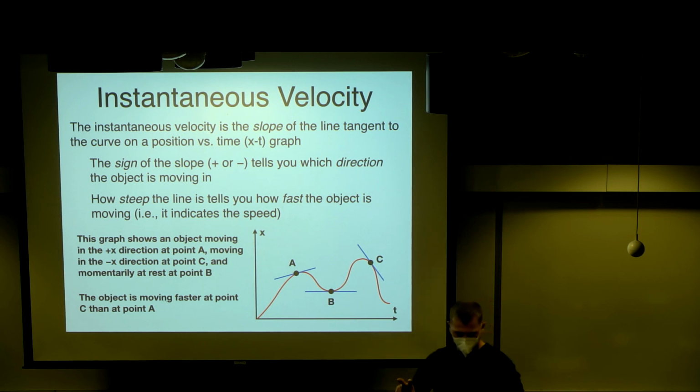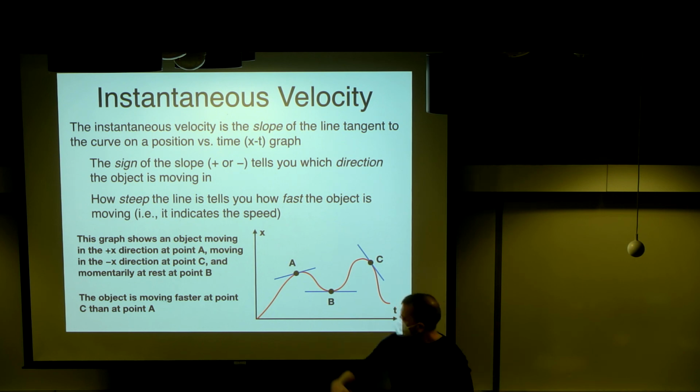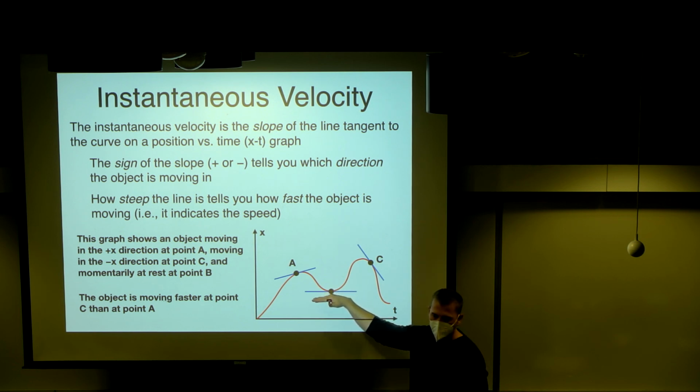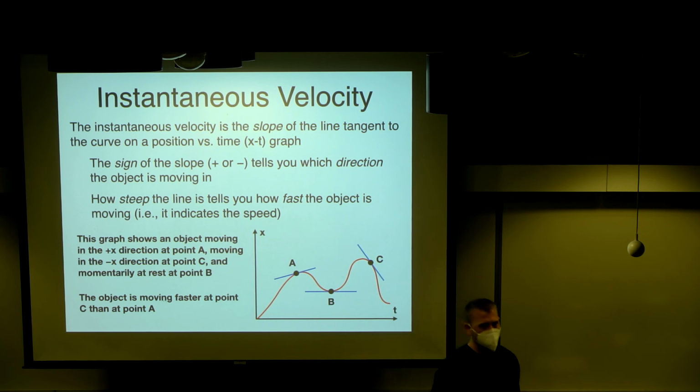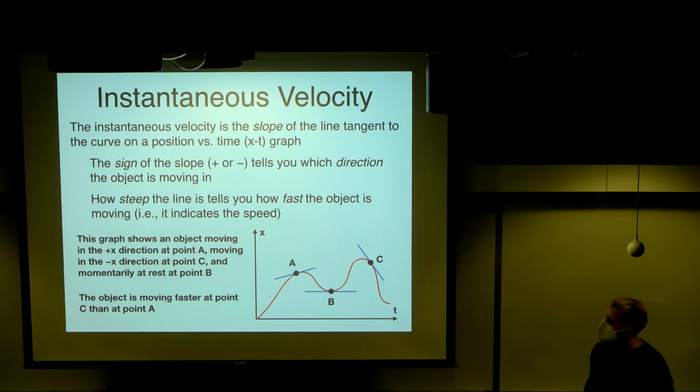So the sign, whether it comes out positive or negative, tells you about what direction you're moving in. How steep that line is tells you how fast you're moving. It tells you about your speed, in other words. So if I have a completely flat line like this, there's 0 speed. If I have a really steep line, that's a very rapid speed, a very fast speed. Okay? That's how you want to interpret this.